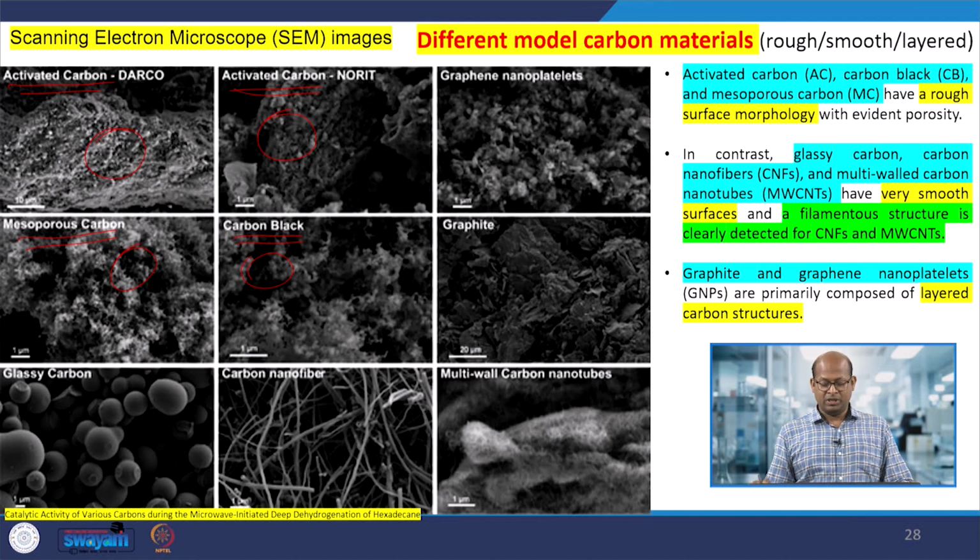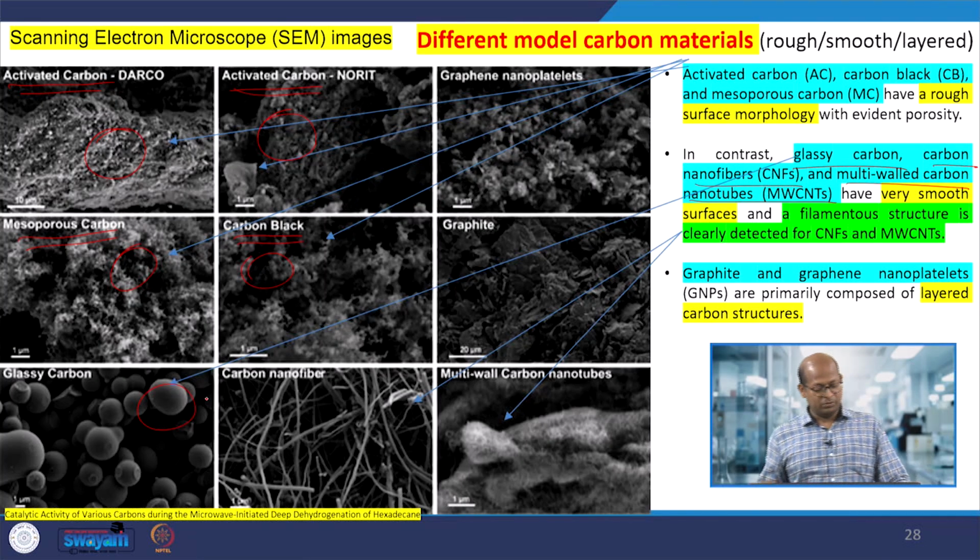Later we prepared some glassy carbons, nanofibers, or multiwalled carbon nanotubes. If you notice, this is glassy carbon, this is carbon nanofibers, and this is carbon nanotubes. These have a very smooth surface. That means the same element but different allotropes were taken and we collected the images. It gives a different type of image from one material to another, so actual structural changes are there.